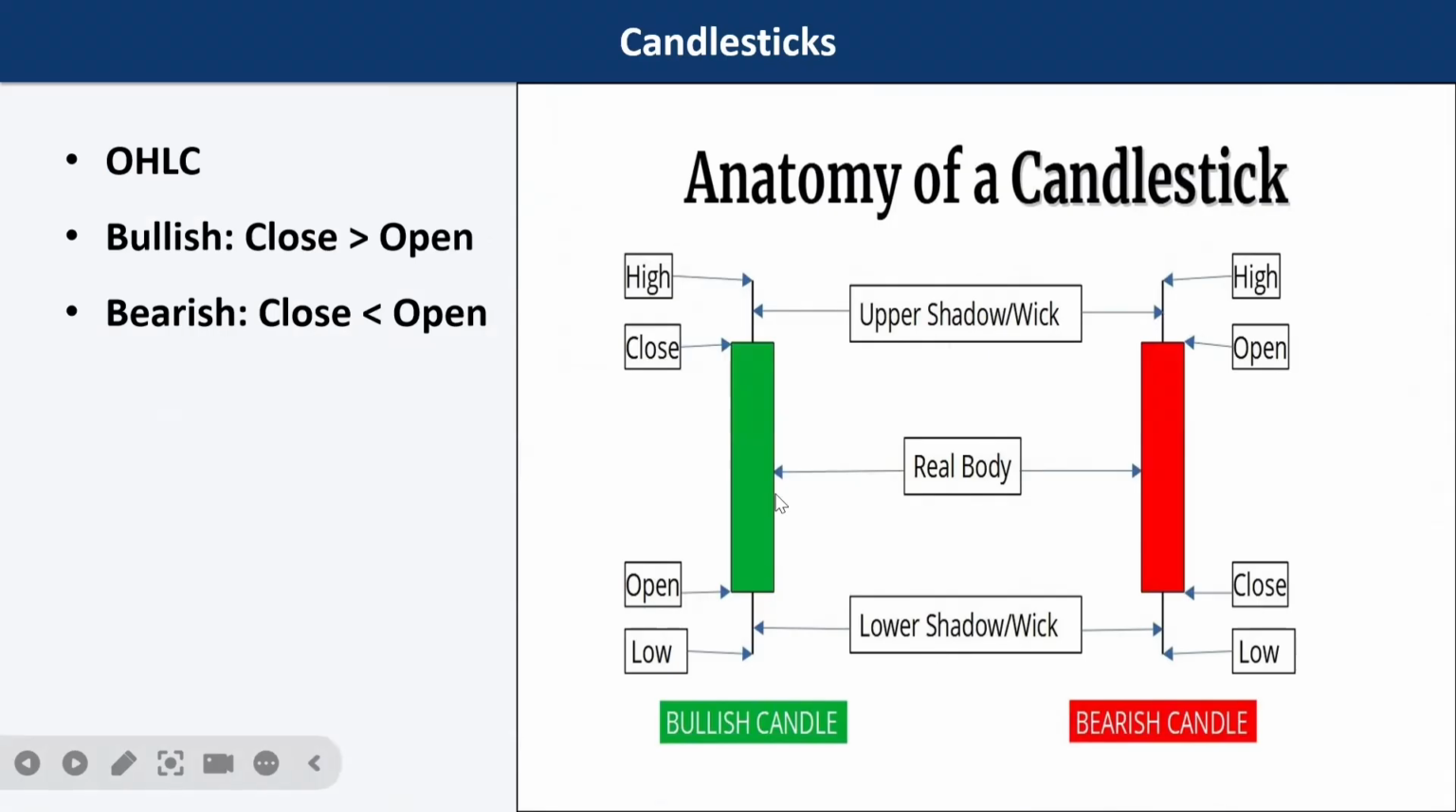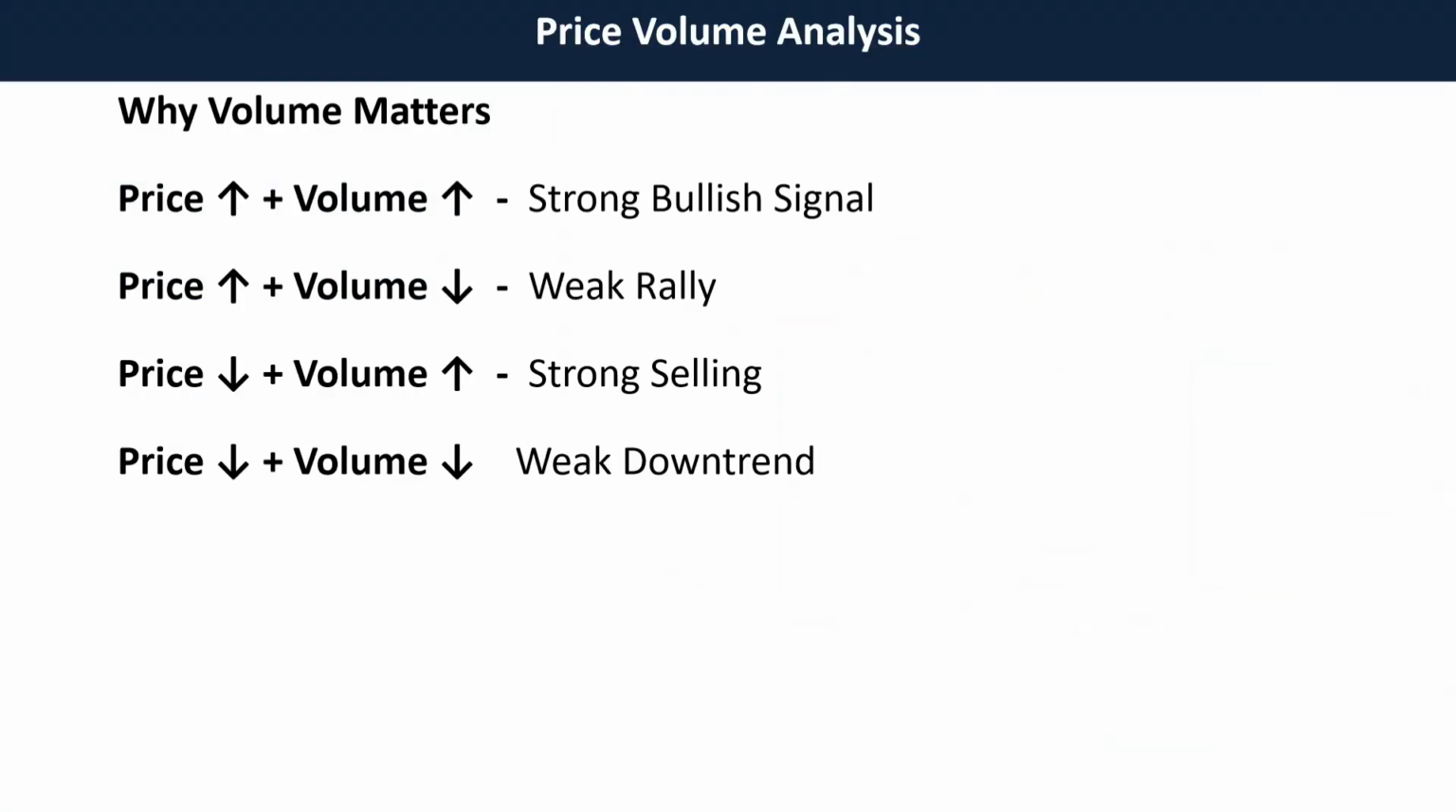If you see this, you can understand that in a bullish candle, if the closing price is more than the opening price, it is called what? Bullish. In case of bearish, if the closing price is less than the opening price, it is called what? Bearish. Hope you have understood what a bullish candle and a bearish candle are. Now we'll see price volume analysis.